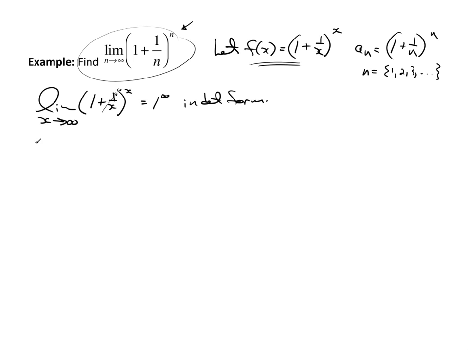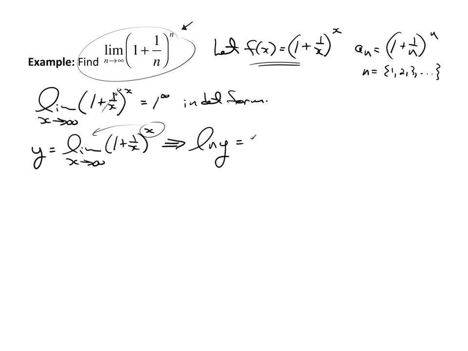So what I'm going to do is say, okay, y equals the limit as x goes to infinity of 1 plus 1 over x to the x. That implies I really want to get this thing down out of there. So I'm going to take the log of both sides. So ln y equals the limit as x goes to infinity of x ln 1 plus 1 over x.